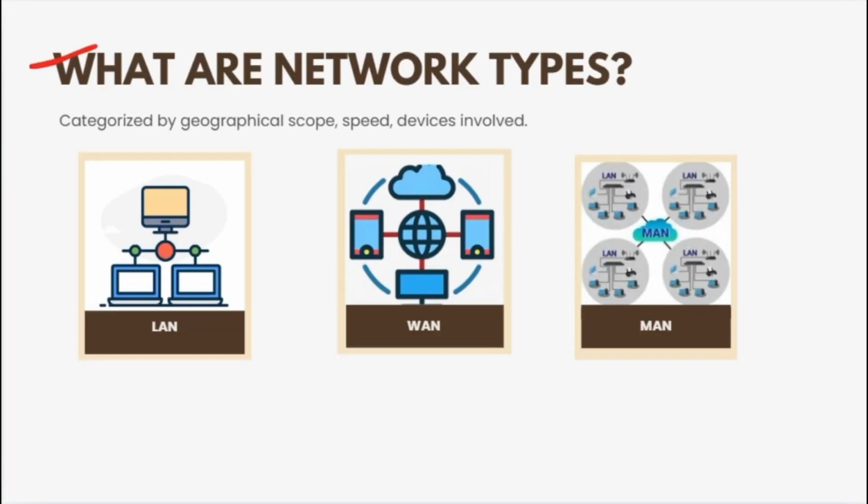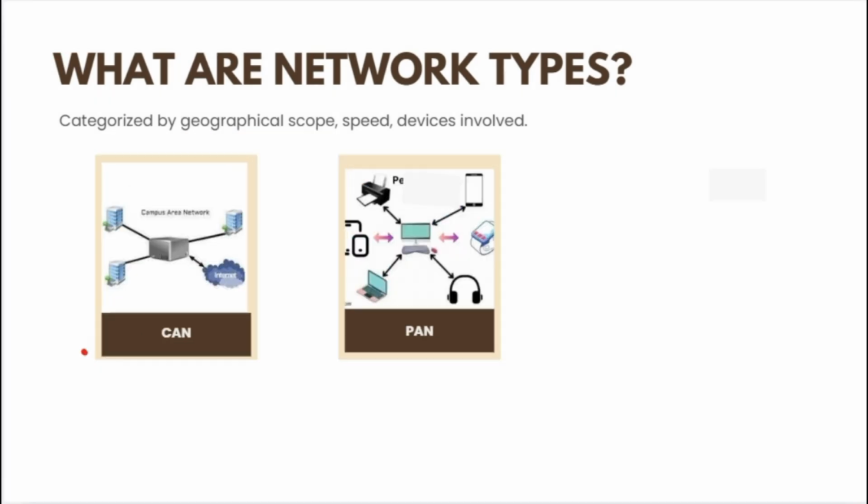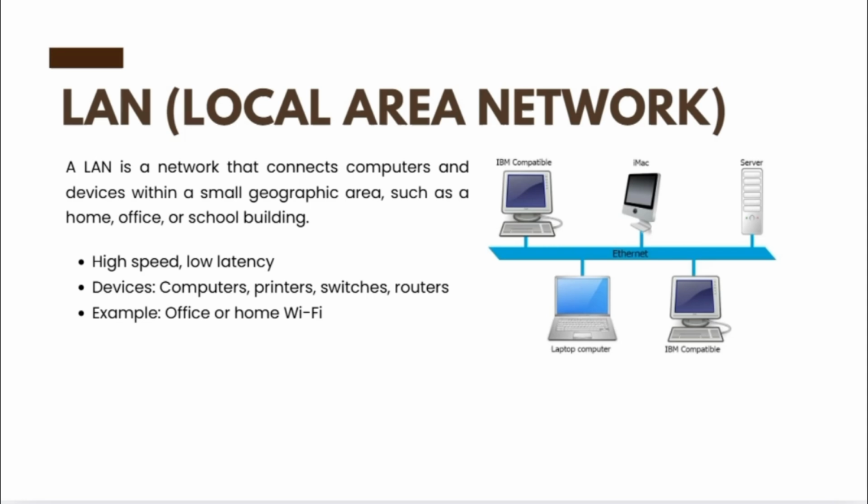What are network types? Categorized by geographical scope, speed, devices involved. Okay, LAN, local area network; WAN, wide area network; MAN, metropolitan area network; CAN, campus area network; and PAN for personal area network. So we will learn these 5 types of network. First up, we have a LAN, local area network.